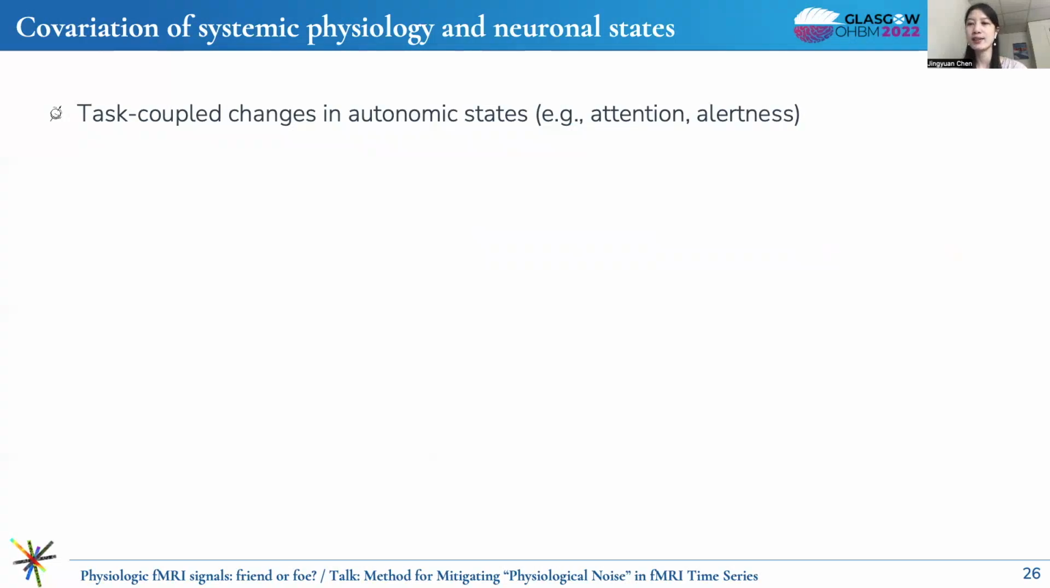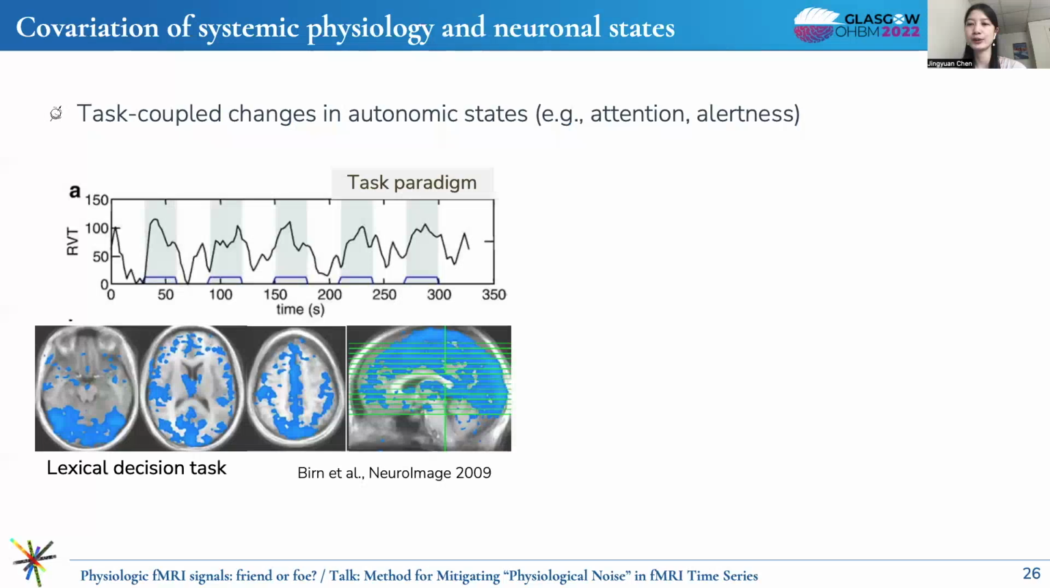So for instance, there may be tight coupling between the fMRI time course and these traces when there is task-coupled breathing patterns. For instance, here in this decision task, you can see that the respiration volume per unit time has a tight alignment with the task paradigm. So as a result, if we plot the task activation, you can see many brain regions are activated. And these effects don't seem to be specific to a particular task.